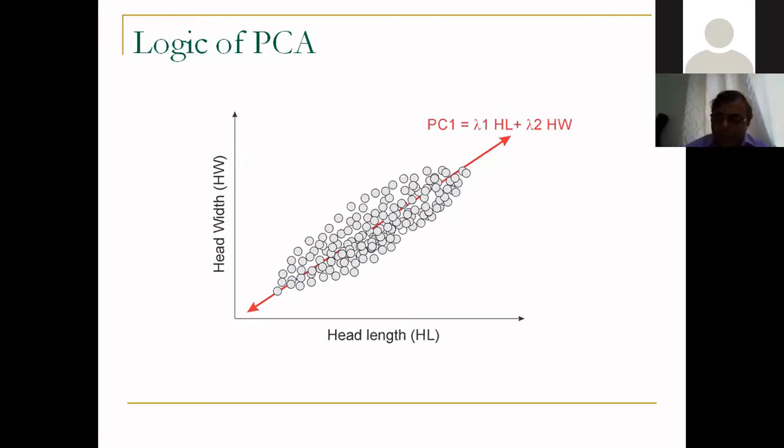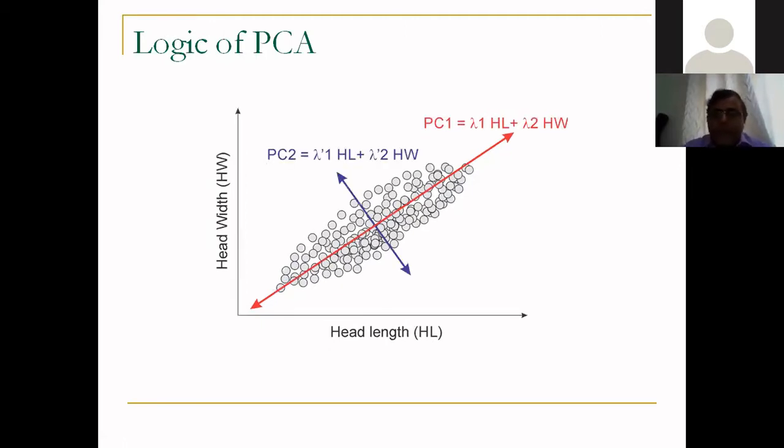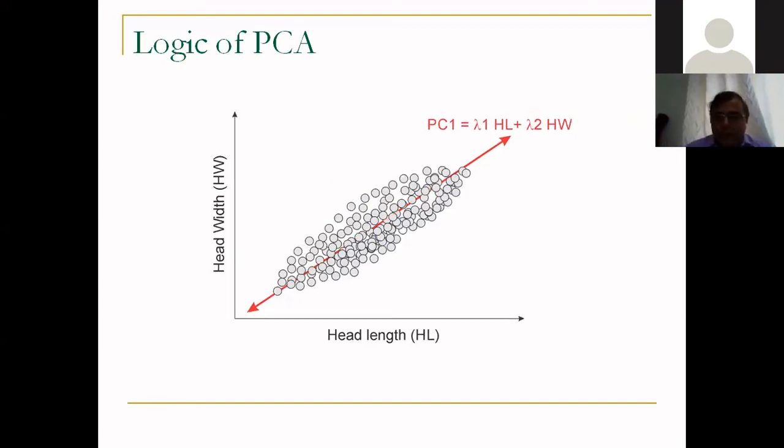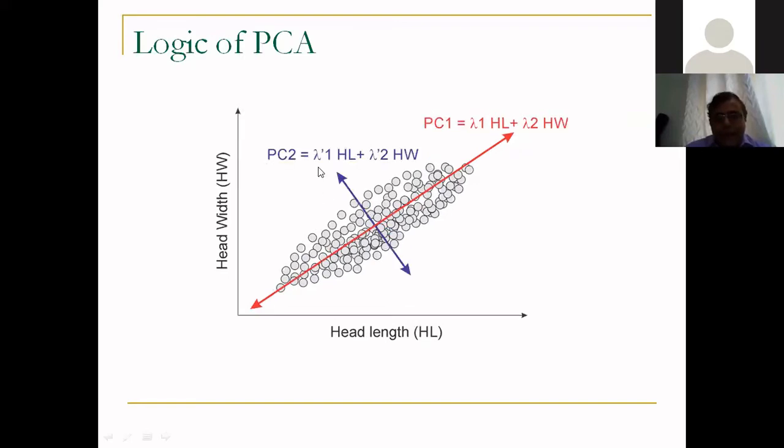Now, once you have that, the next thing PCA will do is find a perpendicular axis to the first principal component, in the direction where the next variation is available. If you look at the first principal component, most of the variation was in this direction, so I made a principal component in this direction. Now the remaining variation is in this direction. So this is my PC2, my second principal axis.